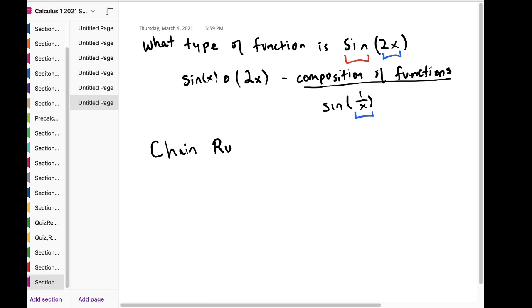So why is it called the chain rule? It's that in a composition there's a chain of functions. Each function is like a link in the chain. So this is the formula for derivatives of compositions.